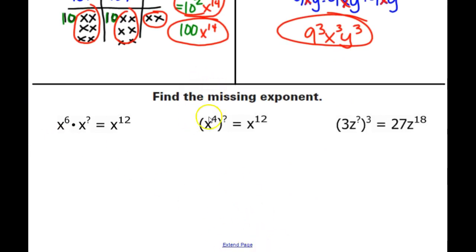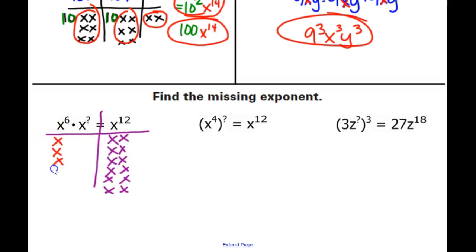All right, last part here, find the missing exponent. If we need to get 12 x's total, 1, 2, 3, 4, 5, 6, 7, 8, 9, 10, 11, 12, we need to get 12 total, and they're giving us 6. How many more do you need to get to 12? Well, 6 plus 6 would give you 12. So for your question mark, we would need 6 more x's in order to have a total of 12.